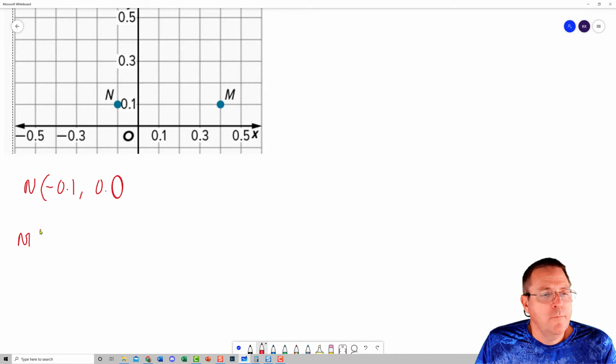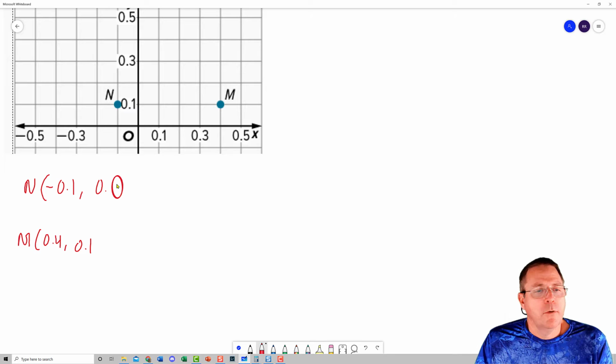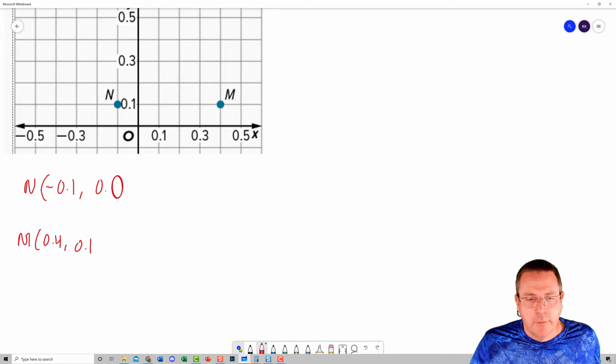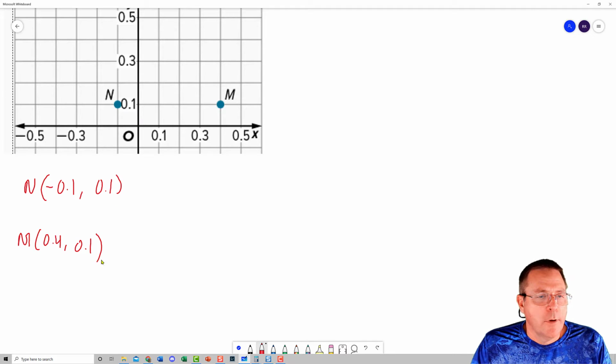Meanwhile, my M value is going to be at a positive 1, 2, 3, 4/10, so it's going to be positive 0.4, and my Y value is going to be 0.1. And I don't know what happened right there. That should not have been listed that way, so hold on. I think my auto shape got me on that one.